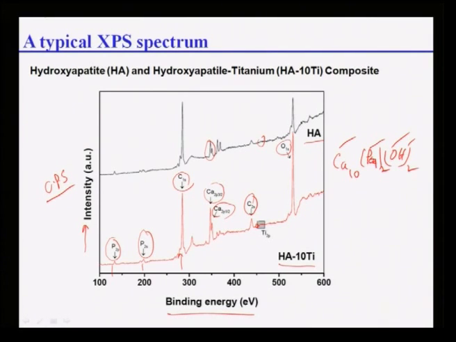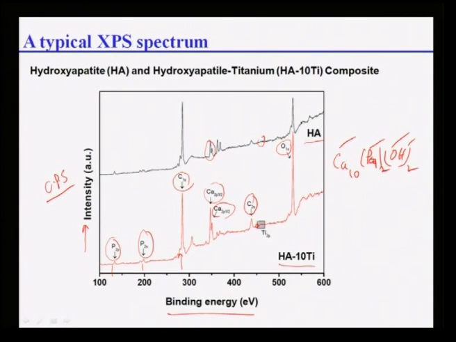So that is how we can say titanium is present, but titanium is not present in a metallic state. It is present in an oxide state, or basically an oxidized state. That is actually how this XPS spectrum looks like, and we can analyze different things from this.